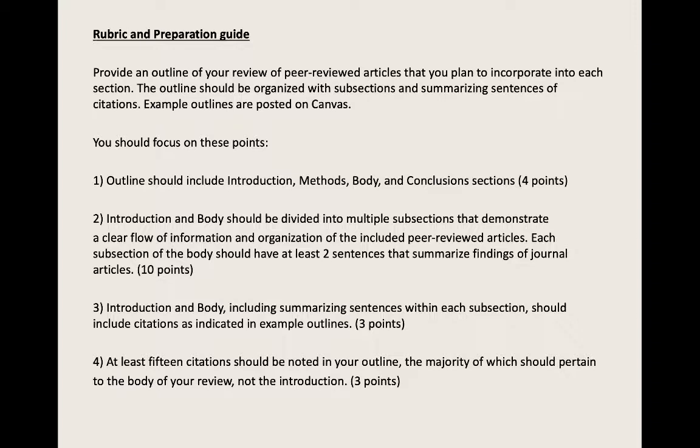So we'll be looking that you have all of these 4 included sections. A majority of the points are given to having subsections in the introduction and the body with a clear flow of information, as well as having at least 2 sentences in each subsection that summarize findings of journal articles. We also want to see that the introduction and body, including the summarizing sections, should include citations as indicated in the example outlines. And then finally, at least 15 citations, again, should be noted in your outline, the majority of which should pertain to the body of review and not the introduction.